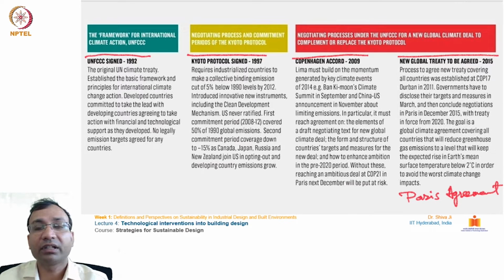The first one comes in the year 1992, when the UNFCCC was signed, the framework for international climate action. The original UN climate treaty established the basic framework and principles for international climate change action. Developed countries committed to take the lead, with developing countries agreeing to take action with financial and technological support as they develop. No legally binding emission targets were agreed for any countries.